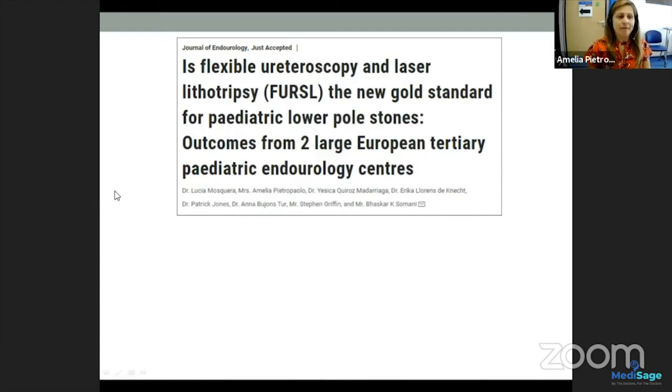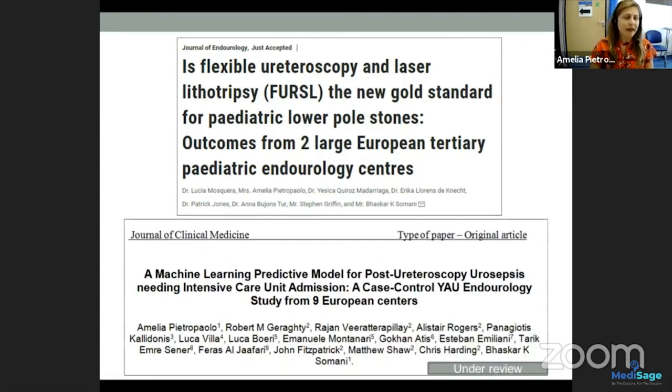Recently, we've also tried to get more knowledge about pediatric ureteroscopy, and we did it with a very specialized center in Spain, and we achieved very good outcomes compared with our own outcomes. And similarly, we have collaborated with other 9 European centers, and we built the first machine learning predictive tool to predict the risk of urosepsis after ureteroscopy.